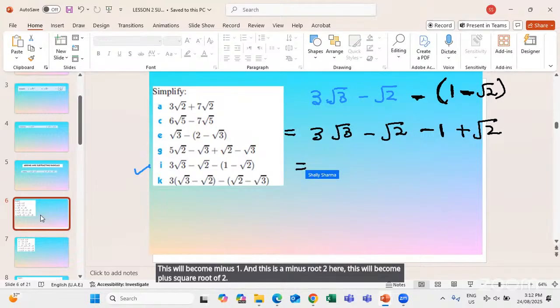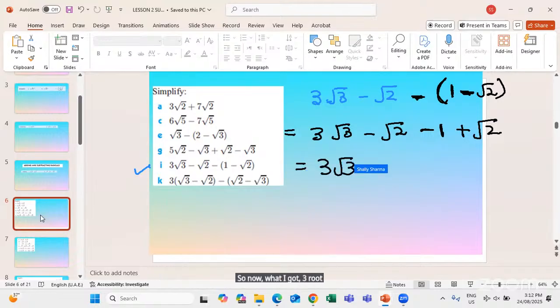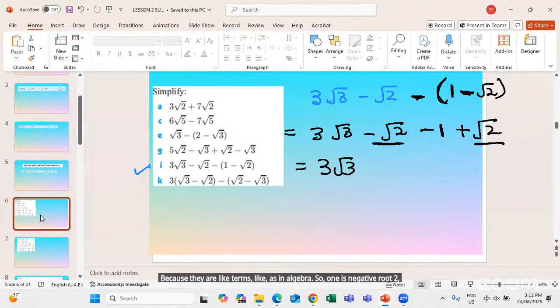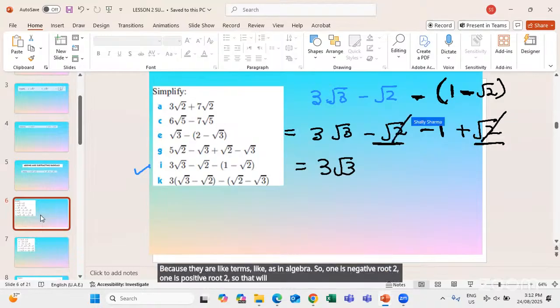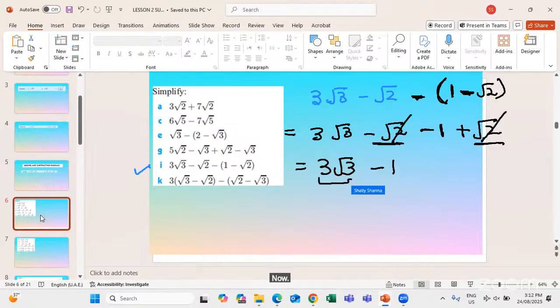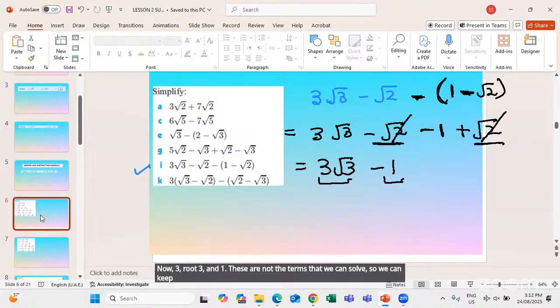So now what I got, 3 root 3. Then we have negative root 2 and positive root 2. These are the terms we can add or subtract because they are like terms, like in algebra. One is negative root 2, one is positive root 2. So that will be 0. And then we are left with minus 1. Now 3 root 3 and 1 are not terms that we can solve, so we can keep it as it is. This is my final answer.